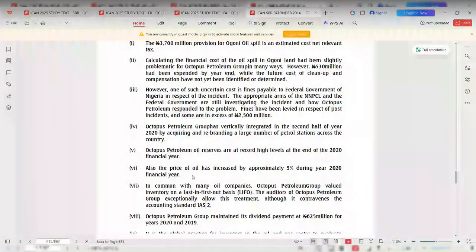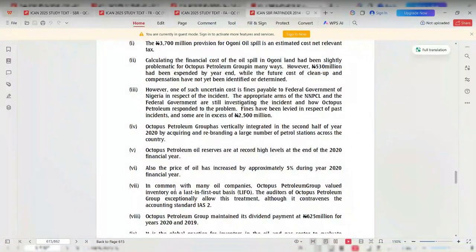All right. So we move to Roman figure 6. Also, the price of oil has increased by approximately 5% during the 2020 financial year. That is going to give them more profit as well. They have increased the price. Definitely, they will get more profit.